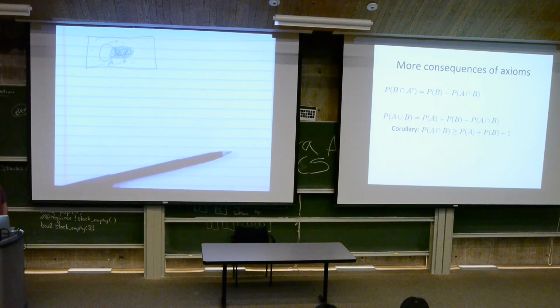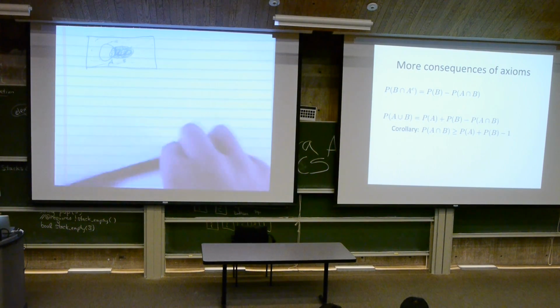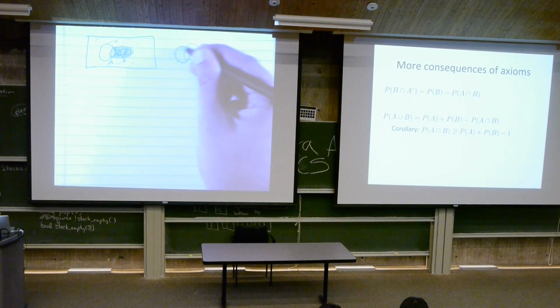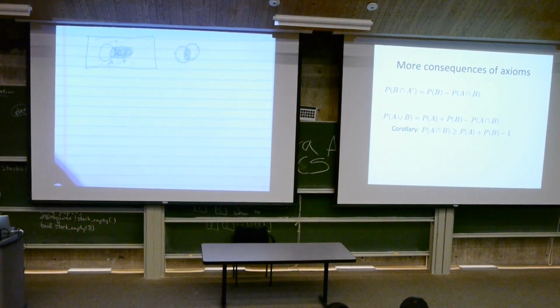A few other things, you can do a similar thing with unions. The probability of A union B is this probability plus this probability minus this part because we counted it twice. And as a corollary to that, this is sometimes useful, if you care about the probability of both A and B happening, but you don't know anything about their joint distribution, you just know the probability of A and the probability of B, then you can get a bound on them both happening because it has to be at least the sum of the two probabilities minus 1, just in case, because the union gives an upper bound that has to be less than or equal to 1.